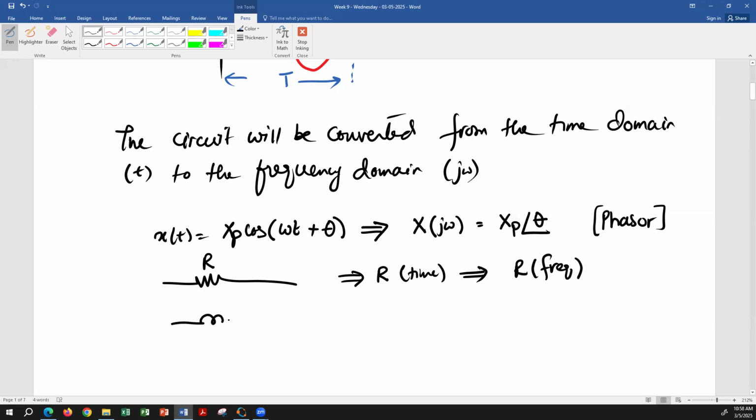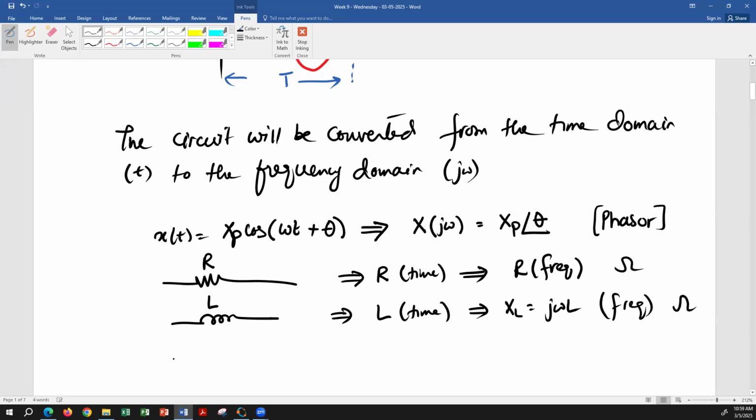If you have inductance, of course, inductance is L in the time domain. And what is the reactance of the inductance in the frequency domain? X_L is what? J omega L, yeah, j omega L. And again, this is ohms, this is ohms.